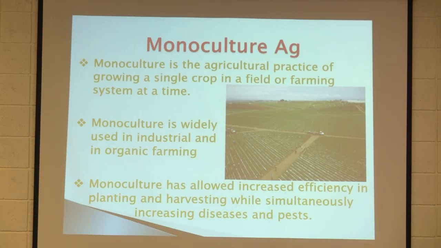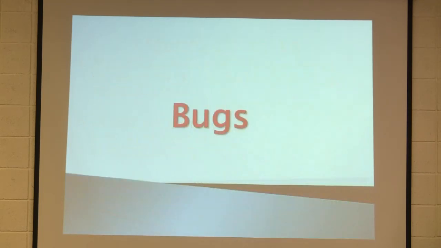Another disruptor of bees, native and honey, is how we now do agriculture with monoag. It's a single crop in a farming system, and it's widely used in industry and organic farming just because of the increased efficiency in planting and harvesting. But while you get that increase in efficiency of planting and harvesting, it also has increased pests and diseases, which affect not only honeybees, but any native species.